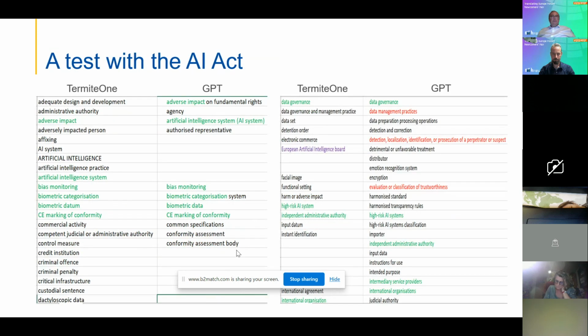And here we have an example using TermiteOne and GPT on the AI Act, EU legislation. In green, we can see some terms which are quite interesting, and they are extracted by both TermiteOne and GPT. I mean, the two of them detected these terms as terms of interest. But of course, there are also differences. Some terms were decided to be terms by GPT, and some terms were extracted by TermiteOne. And here in red, we can see some terms which were changed. For example, here you see data governance and management practice, and here we have data management practices.